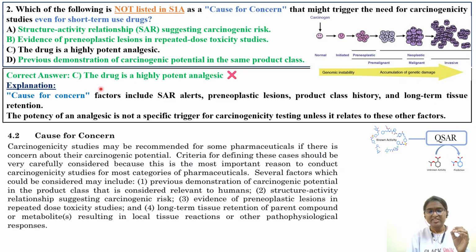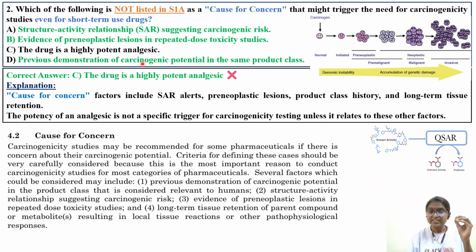So the right answer would be in the green text. Which of the following will not come means the drug is a highly potent analgesic. Analgesic drugs will not be considered as a cause for concern, but other things will, whenever you have a structural alert, whenever you find a preneoplastic lesion in repeat dose toxicology studies, either in the 9-month, 6-month or 1-year rat or rabbit study, and previous demonstration of class specific. Class specific you have to read with respect to read across, also structural analog also.